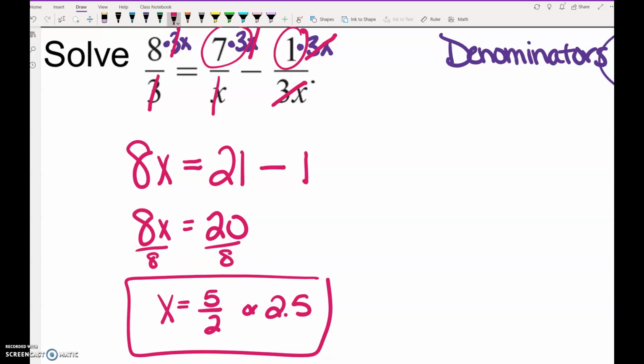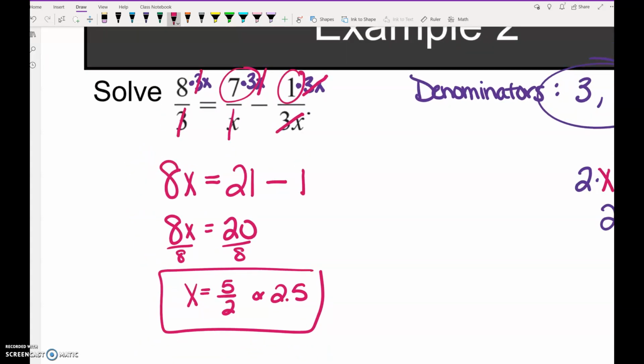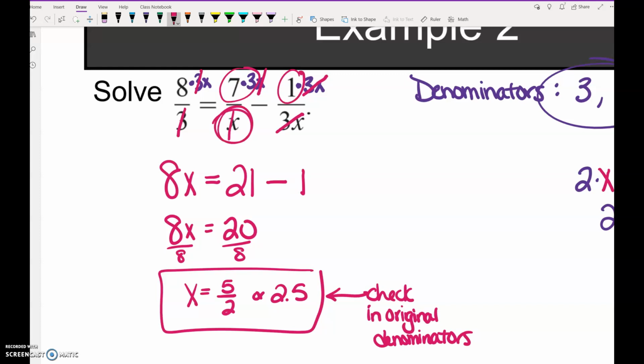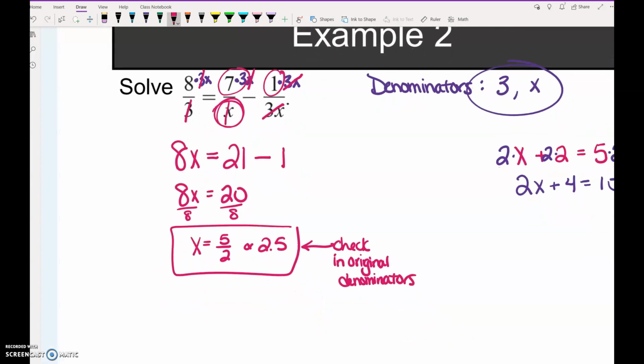I don't think you're going to run into it today, but we should mention, once you get your answers, you should check your answers in the original denominators. If we had gotten the solution x equals 0, and we tried to plug that in, this denominator would end up equaling 0, and you can't divide by 0, that's bad, so then that solution wouldn't work. So once you get your solution, glance at your denominators and make sure that your solution wouldn't create a 0 in a denominator. We'll get into that more tomorrow because I think we might encounter that tomorrow.